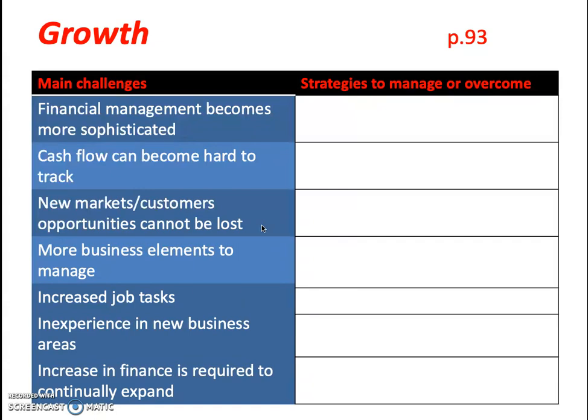Cashflow can become hard to track. Accounting systems and software or a debtor-creditor system may help you to do that, or hiring someone in the financial management of accounts. You might have more business elements to manage, so you hire specialized people to do that. For example, a new head of marketing. All right, you increase job tasks, you employ more people, you experience new business areas. So obviously you're inexperienced because you're growing your business. You need to then hire the appropriate people to do so. Okay. Now, I'd like you, as I said, to get this table complete into your notes.